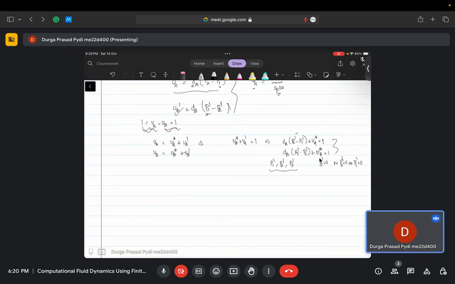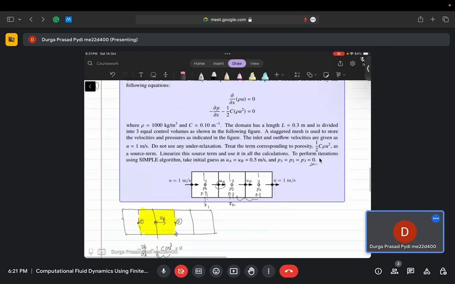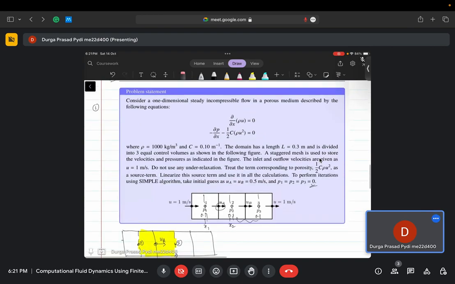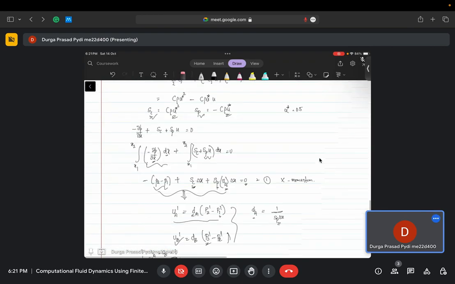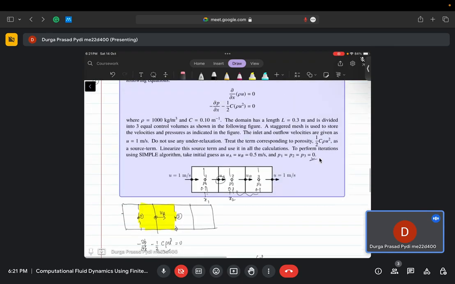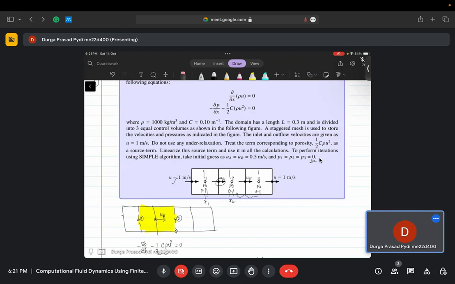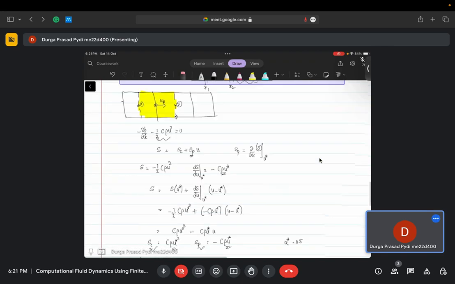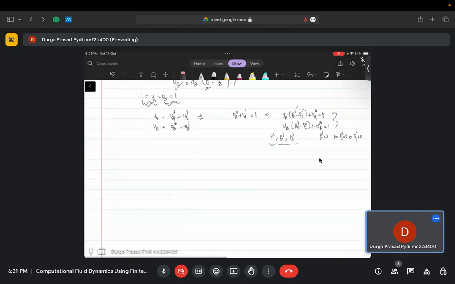It asks you to perform some iterations, so from there you can take it on. The problem is like this: when you have your domain and all the boundary conditions are given in terms of velocity, then your pressure is arbitrary. Your equation is only dependent on the pressure gradient and not the actual value of pressure, so you will get indeterminate equations. You have to assume some pressure to be 0, that is your reference pressure, and only then will you be able to solve these equations.